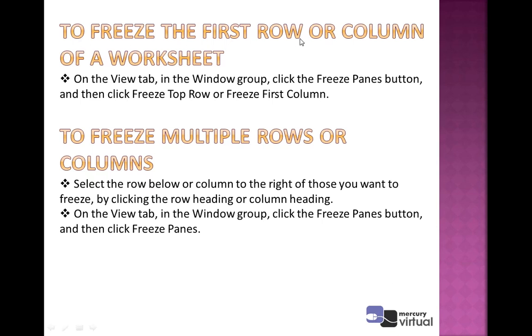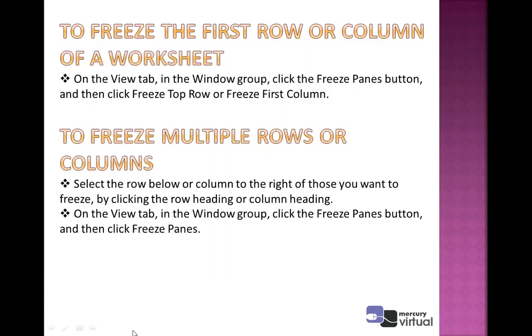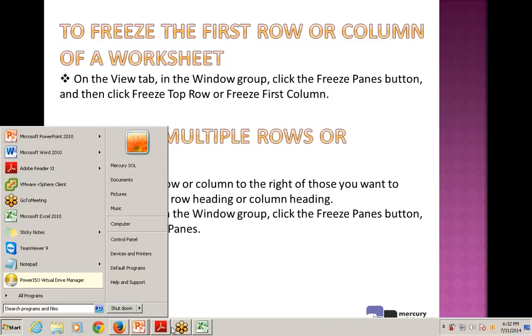Then how to freeze the first row or column of a worksheet? Go to the View tab in the Window group, click the Freeze Panes button, and then click Freeze Top Row or Freeze First Column. You can freeze either the top row or the first column so that the column headings will appear automatically on the printout whenever you print.